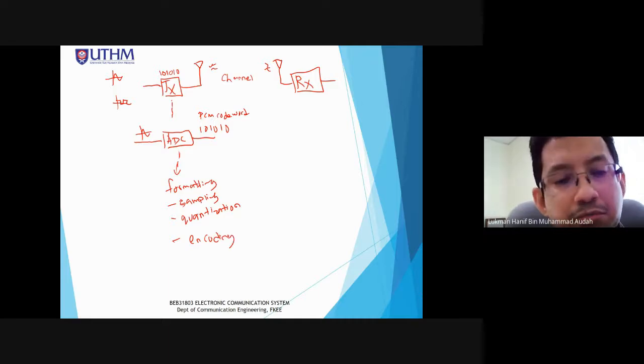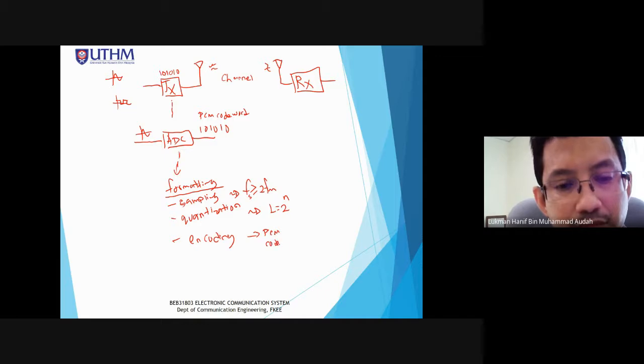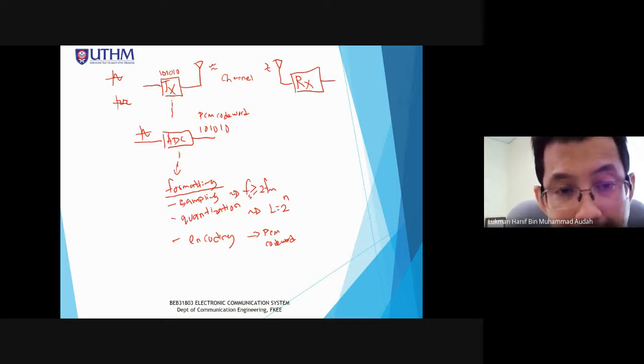Okay, so we have seen about this. Sampling you dah lihat sebelum ni, kita perlu sample more than 2 FM. Okay, quantization, again quantization dia berdasarkan a number of levels. Level of quantization, if you remember, 2 power of n. And then encoding, output of the encoding, this is what we call as a PCM code word. Selepas selesai encoding, barulah dia jadi dalam bentuk digital data.